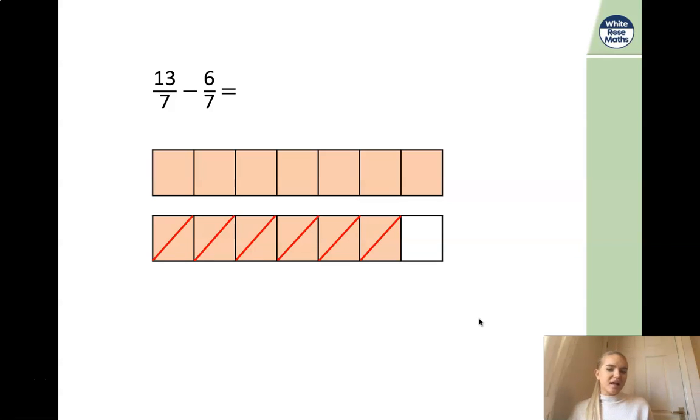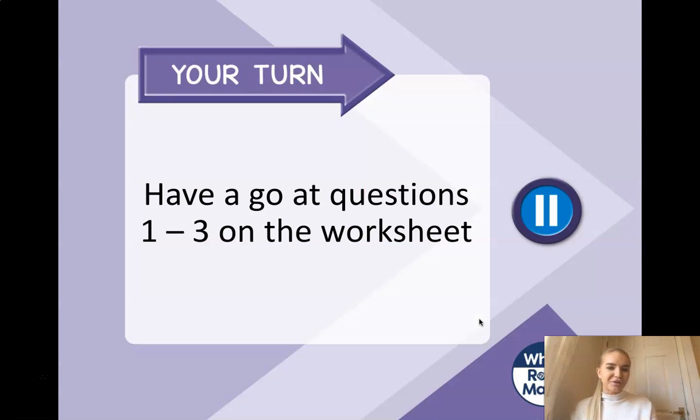How many sevenths am I left with? That's right, I'm left with 7 sevenths. Can I find an equivalent fraction? I can find that it's got 1 whole. So 7 sevenths is equivalent to 1, but we don't need a fraction. Well done if you didn't let that one trick you.